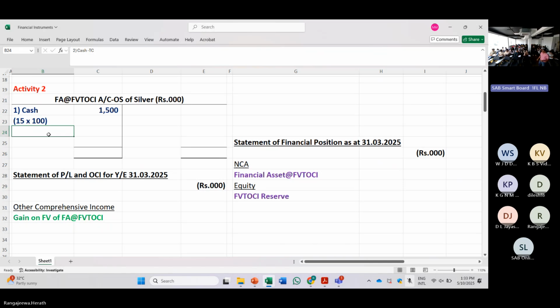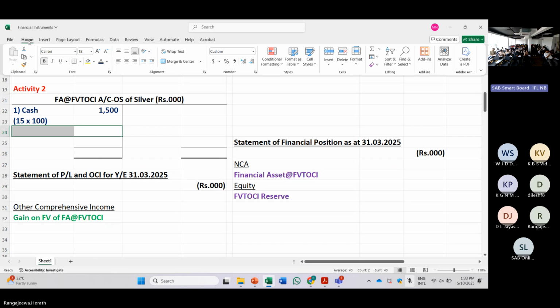Then the transaction cost, credit cash and debit here. Right? Transaction cost is added to the fair value of the financial asset, except for the financial asset at fair value through P&L. That is the standard guideline.